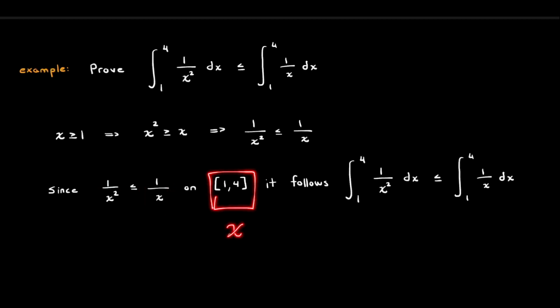In fact, it's going to be true for x greater than or equal to 1, but we just need it on this closed domain. And so therefore it follows by one of the properties that I talked about above, that the definite integral will also satisfy the same inequalities. That is, the definite integral of 1 over x squared is going to be less than or equal to the definite integral of 1 over x on this interval. This is going to have a smaller signed area than this signed area.